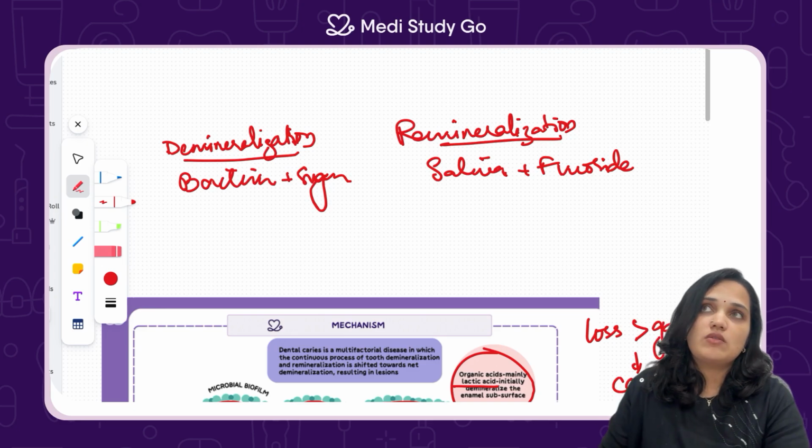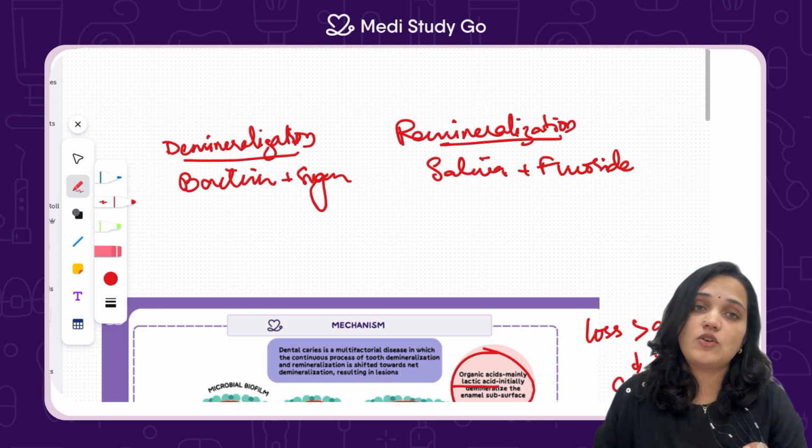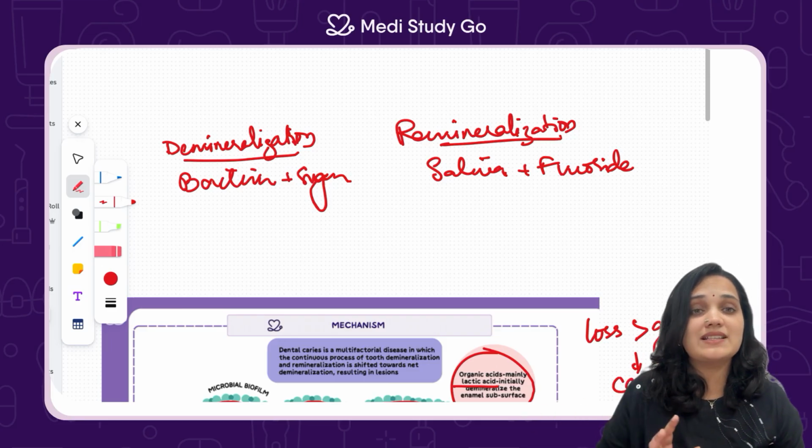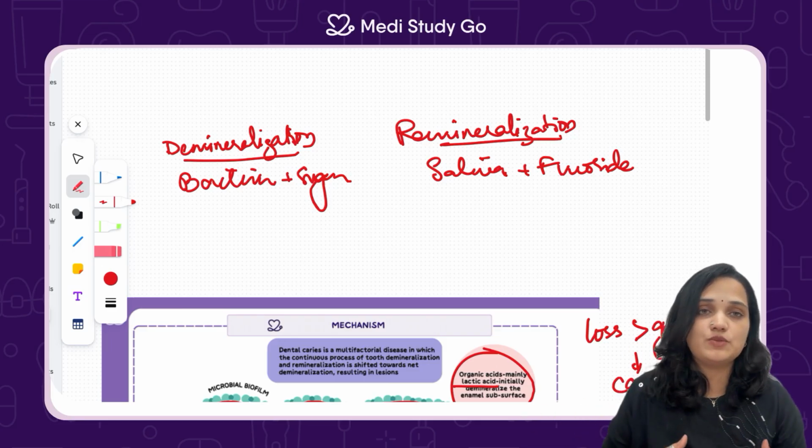Okay. So basically we need to remember that caries is not caused by sugar alone. It's caused when acid attacks exceed the tooth's ability to repair.